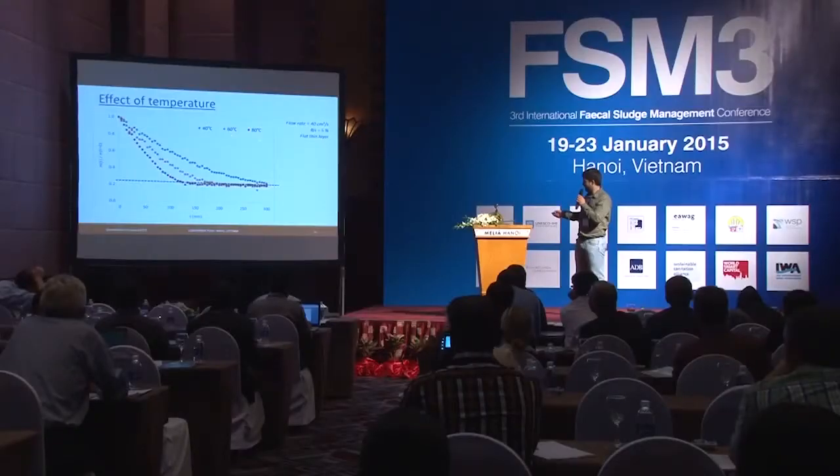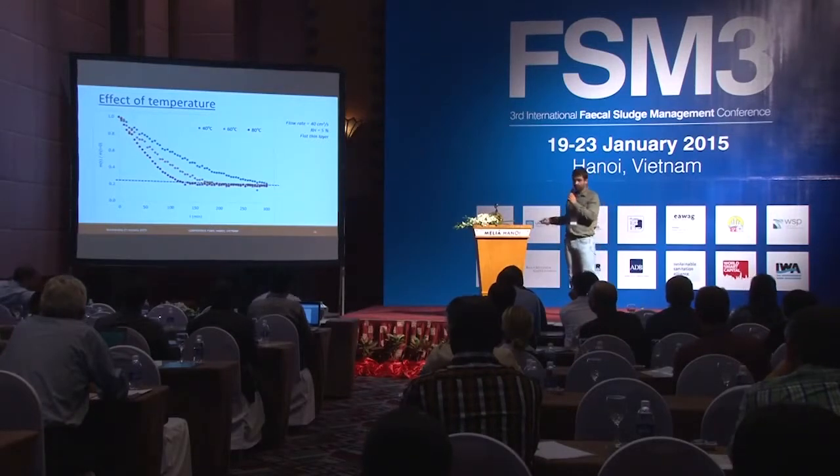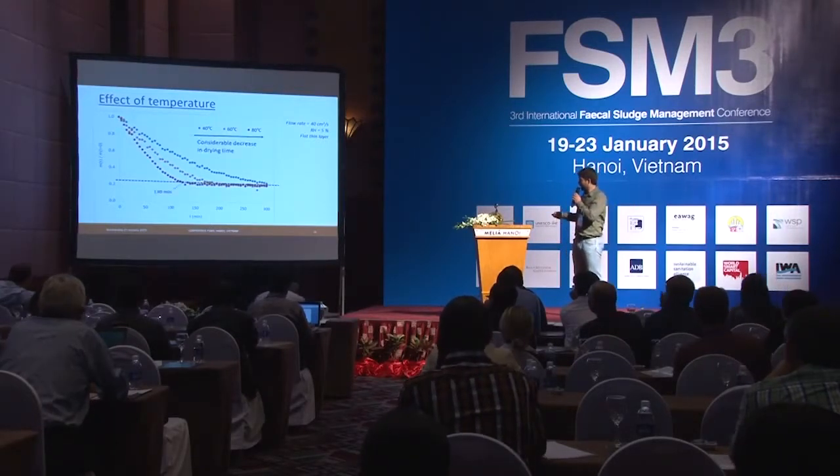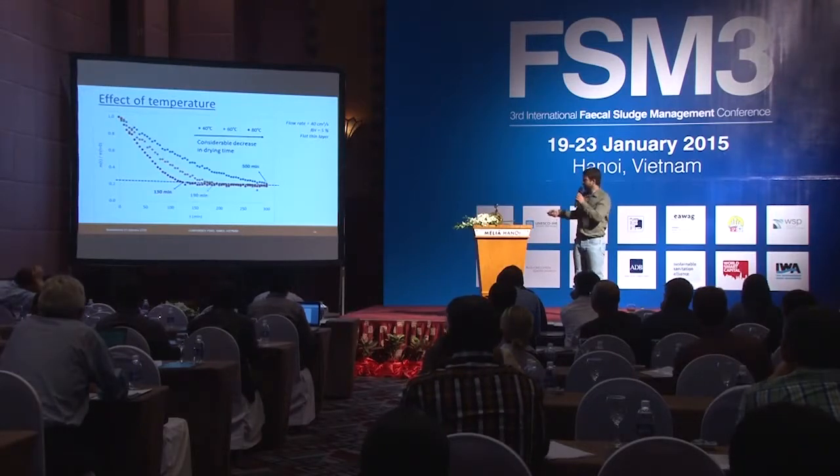We can see the evolution of the mass of the solid in an experiment normalized with respect to its initial mass for three different temperatures, 40 degrees, 60 degrees, 80 degrees Celsius, at constant flow rate and relative humidity for the thin layers. And we can see that when we increase the temperature, we are decreasing the drying time. Here you can see the values.